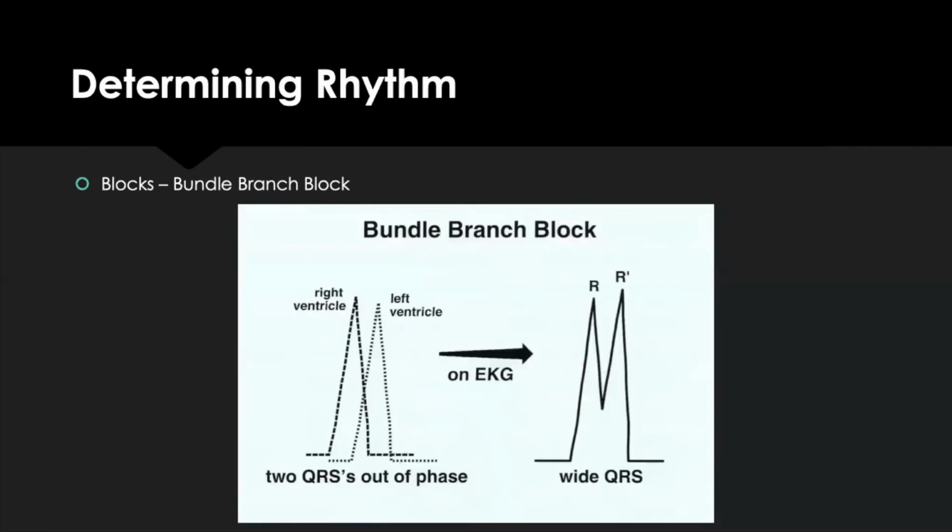This is further to illustrate what happens with a bundle branch block. So in this case, the left ventricle has been blocked and the right ventricle depolarizes, and then the left ventricle is delayed and depolarizes after the right ventricle, and it causes this double peak right here, these 2 R waves. And this is what it would look like on the EKG, causing a wide QRS wave.